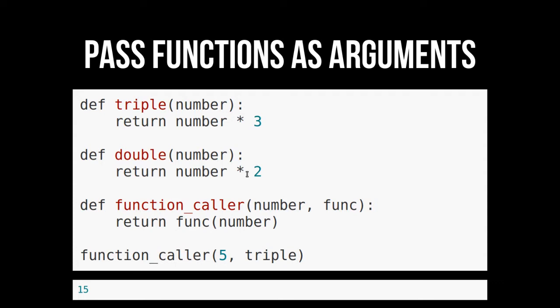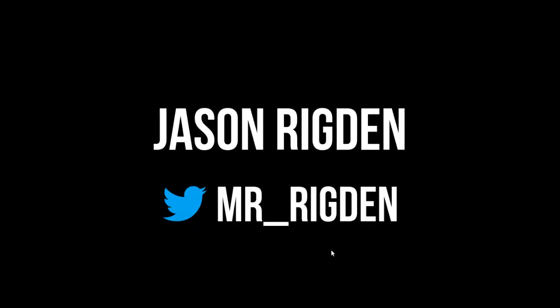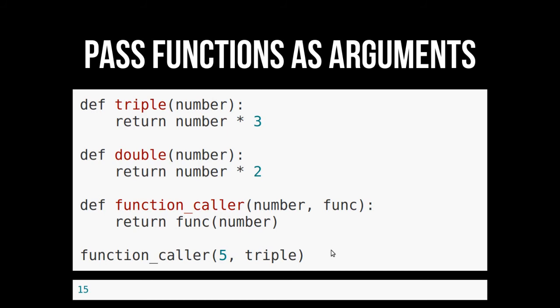You can also pass functions as arguments, so this one is going to be a little bit odd to you, maybe. So we've got our triple and our double function. And then we've got a function here called function caller. And it's going to also take a number, but it's also going to accept a function. And then it's going to return the result of that function when it's given the number. So we can call function caller 5 and then just tell it triple, and it will run. Oh yes, sorry. We call triple, and then we can also call double, and it will run both times. So you can use functions as arguments.